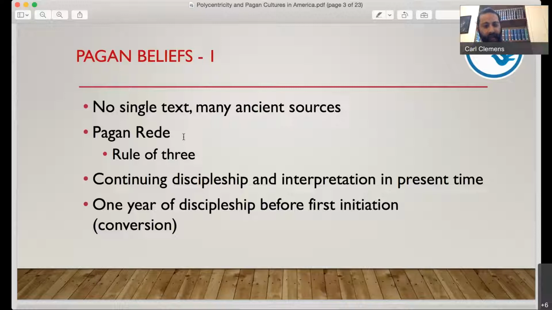So pagans don't have any single text that they follow. There are many ancient sources, textual sources, as well as oral traditions and folk traditions. Some of the more commonly mentioned pagan sources, like the Pagan Rede, which is basically a creed of the Wiccans, especially. And for instance, one of the most oft-mentioned principles is the rule of three, which is that anything you do, good or bad, comes back to you threefold. So it's kind of like a law of karma.